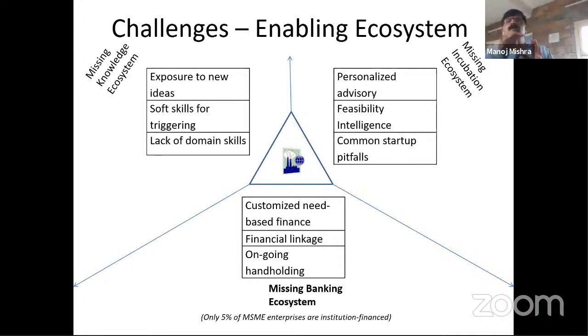And also, of course, the common startup pitfalls, which are about innovation, about strengthening the ecosystem within, which might not be built just within, but might be built upon partnerships. So these are some of the incubation ecosystem elements which are normally required. We go with an idea to a RKVY program with a startup idea.